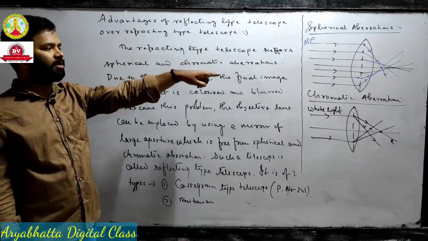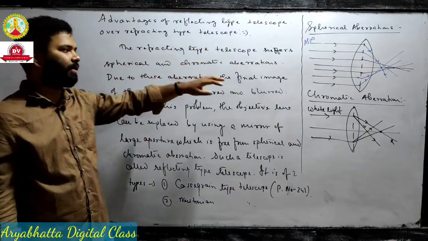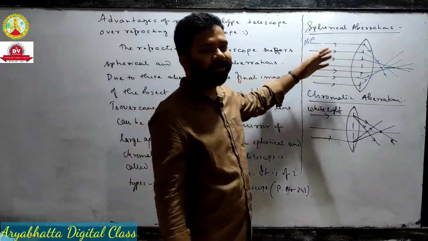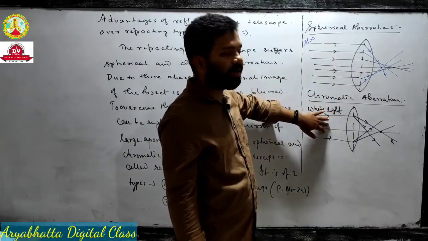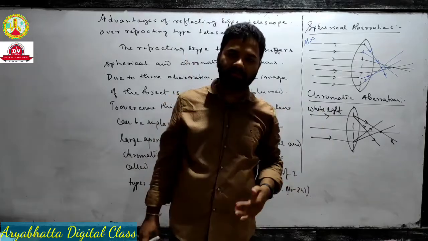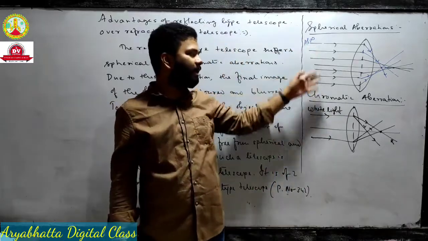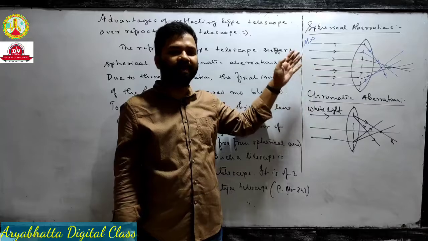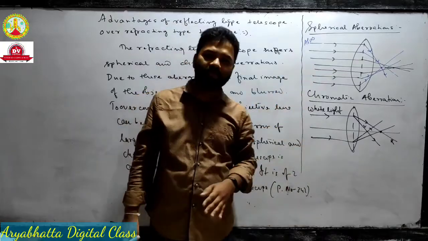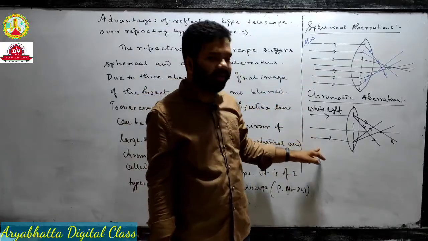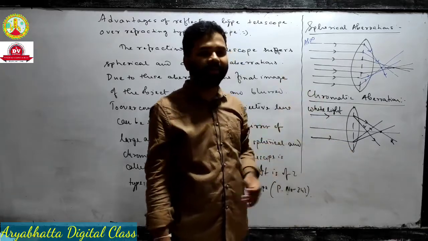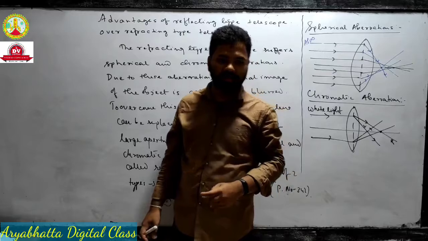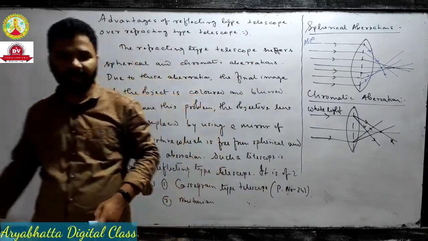Spherical aberration, if possible try to write notes, that is what is spherical aberration, and also how it can be removed. And next one is, what is chromatic aberration and how it can be removed? If possible, otherwise from the diagram it is clear what you mean by spherical aberration and chromatic aberration. Due to the chromatic aberration, we will obtain a colorful image, and due to the spherical aberration, we will get a blurred image. So these are the things based on aberration.